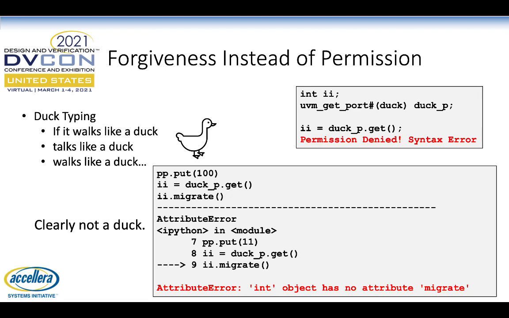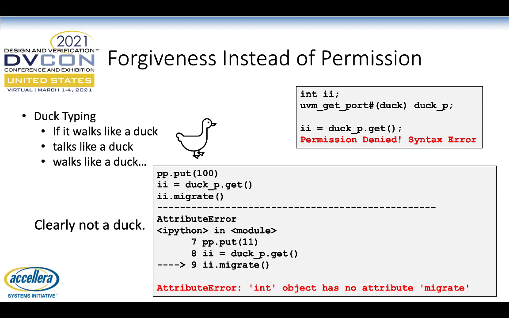In SystemVerilog, we see we have a get port there that's of type duck, and we have a variable integer, and we try to get the duck and put it in the integer, and we get a syntax error. In Python, we have a similar problem. We have a port that should have a duck, but we put an integer into it. We get the II variable out of that port, and we try to make it migrate. And when it goes to migrate, it raises an exception. It says, I don't have a migrate in an integer. And that's how Python works.